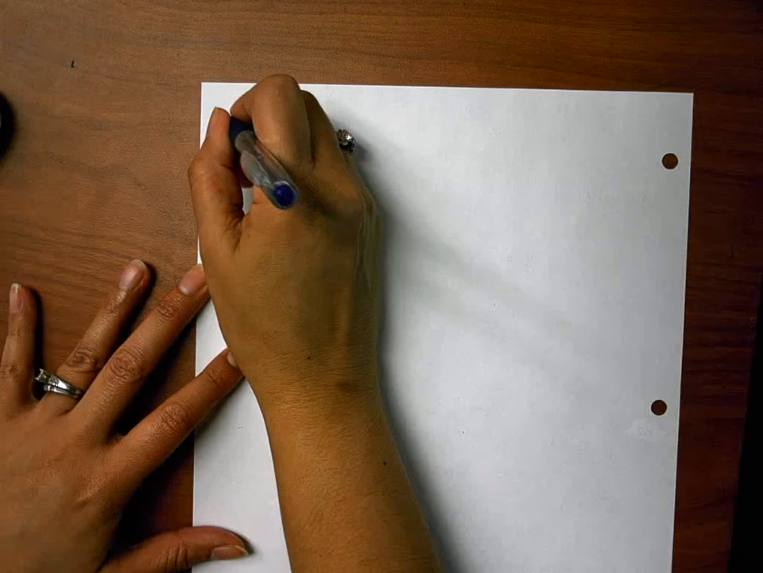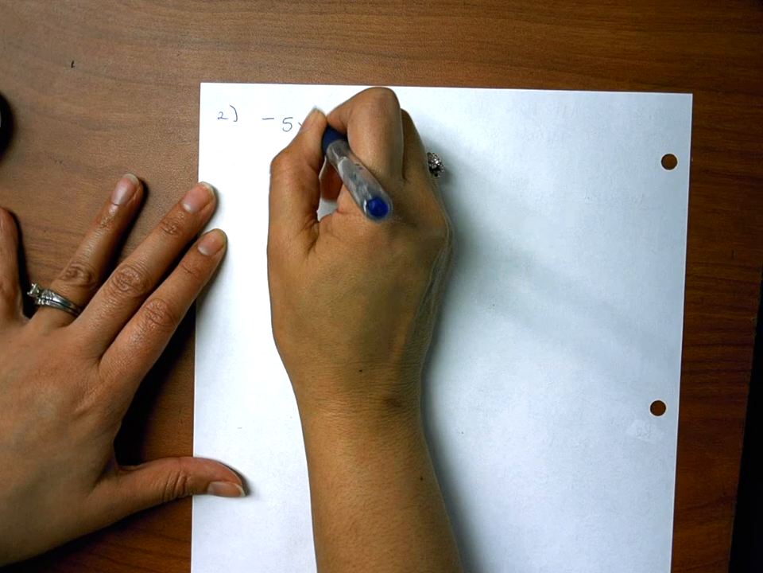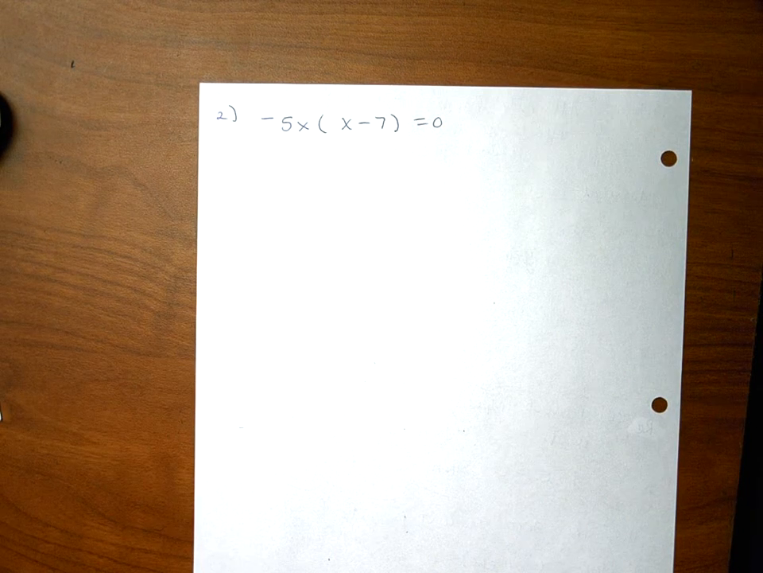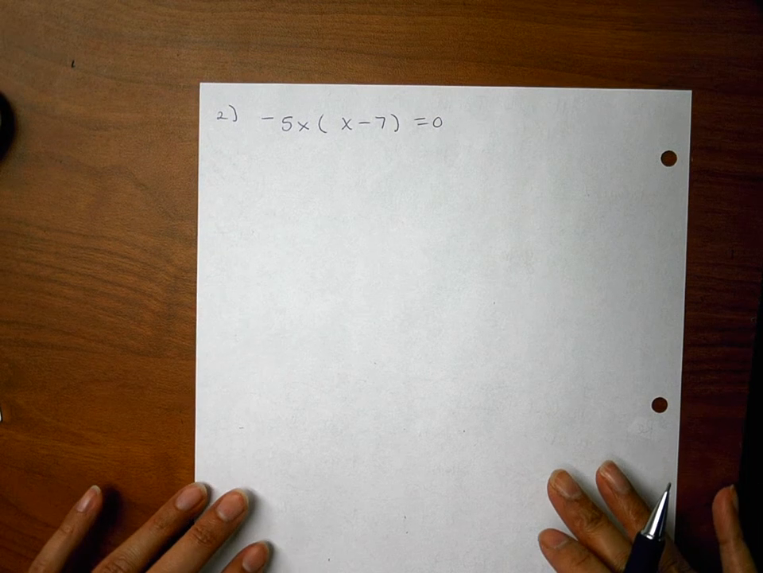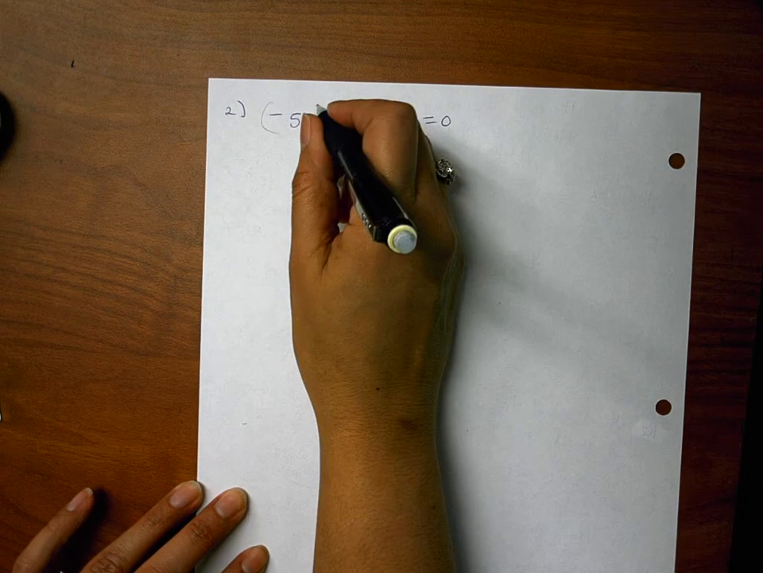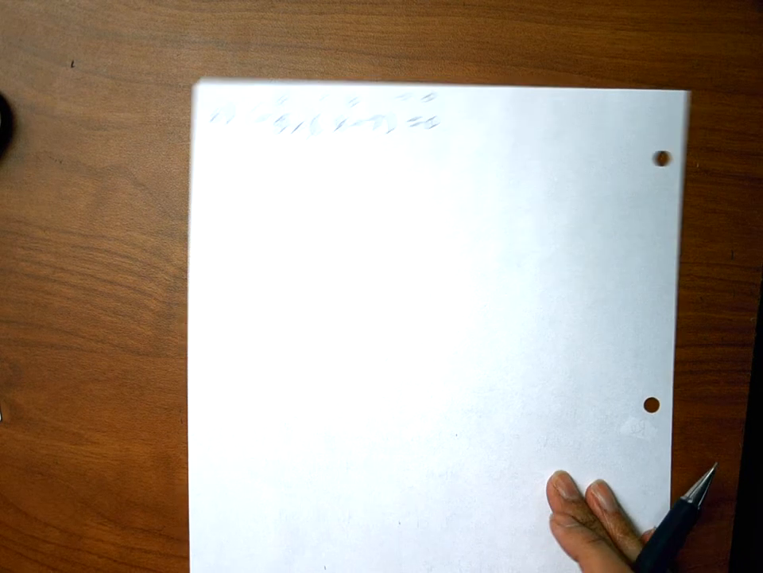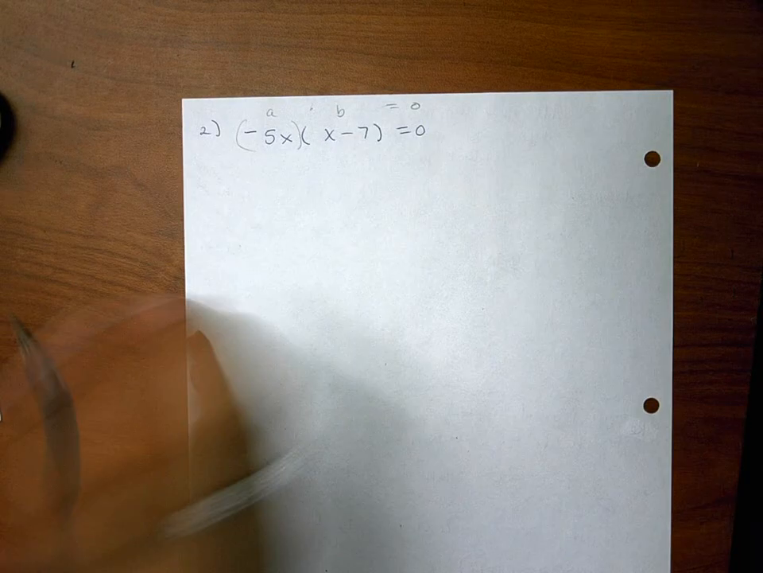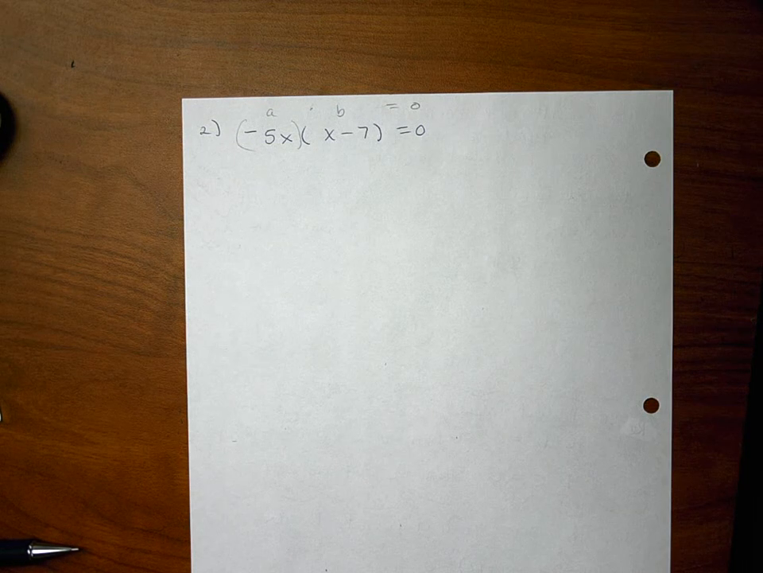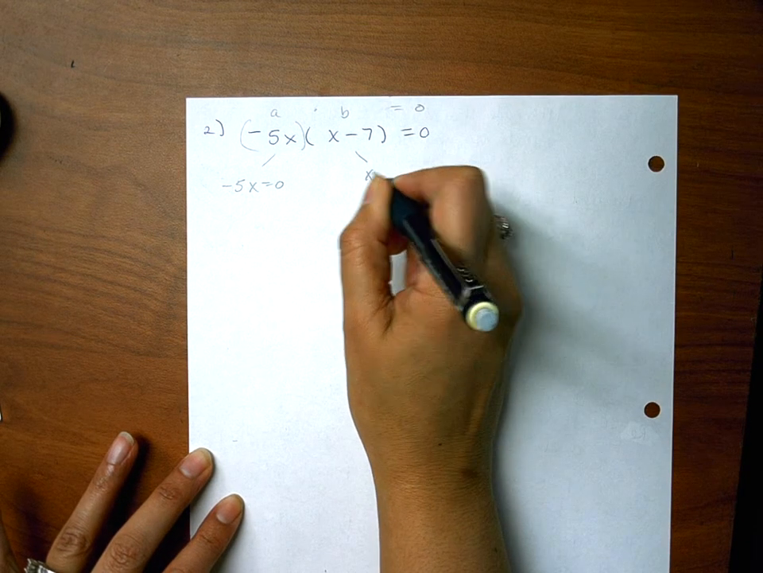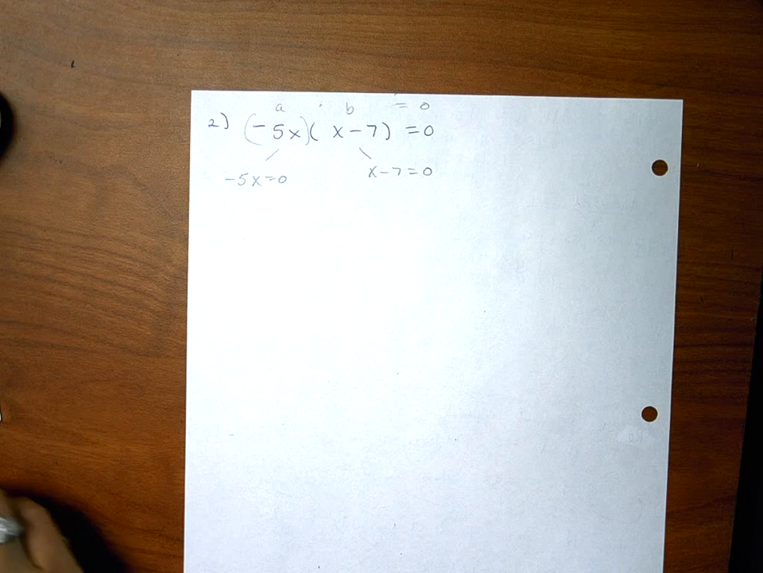Okay, moving along. Number 2, negative 5x times the quantity x minus 7 equals 0. Now, again, think of this as a times b equals 0. I put parentheses there. They weren't there originally, but you can think of it that way. That chunk times that chunk. Okay, so we're going to break it up. A must equal 0, so negative 5x must equal 0, or x minus 7 must equal 0. One of them must equal 0.